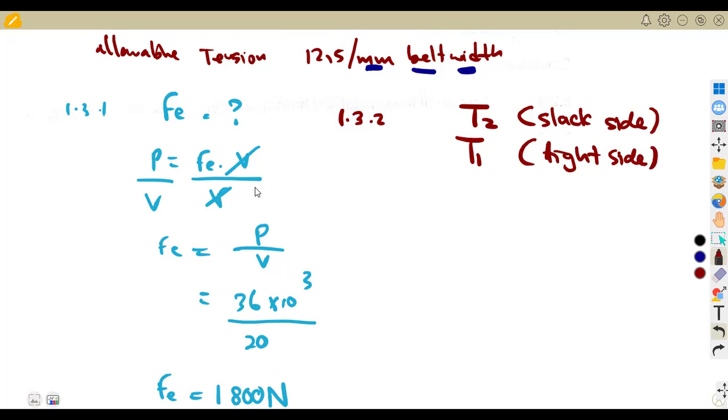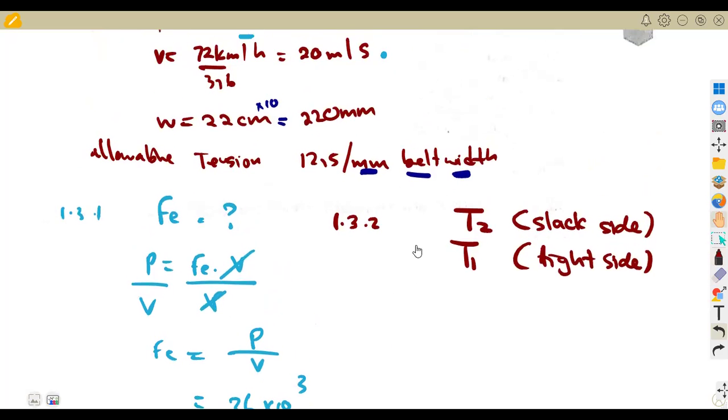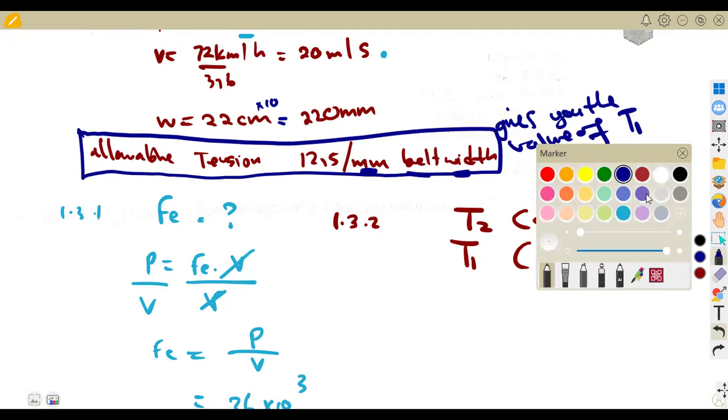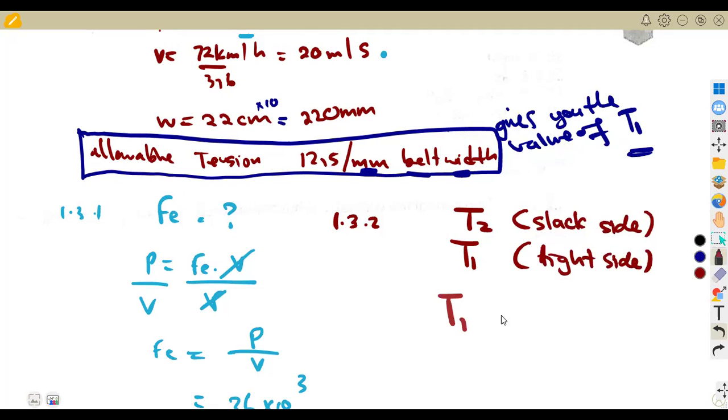So what can we do? About the tight side, we can get it from the tension. The allowable tension that we are given, this statement here, gives you the value of T1, which is the tight side. You are going to obtain the force on the tight side from there. So what is the relationship? It follows that the tight side force, which is T1, is equal to the allowable tension ratio that we are given times the belt width in the unit that you're given.